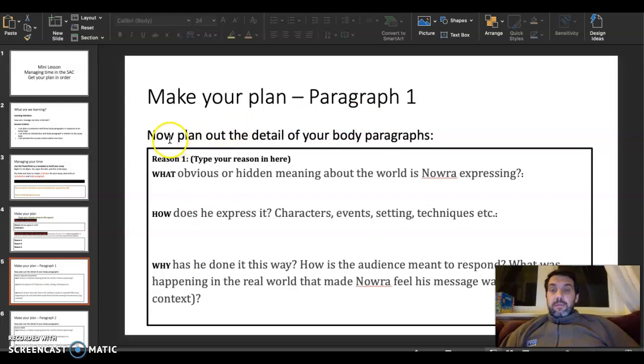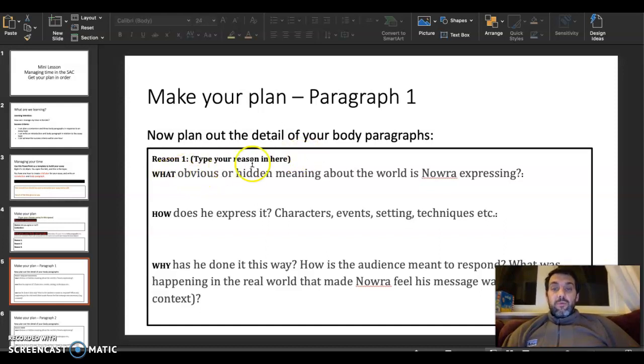Now, the detail of your body paragraphs. Again in here, type in reason number 1. You're building your paragraph. We're looking at this in terms of the what, how, why. We did another way in a couple of classes before that. You can build a paragraph a number of different ways. This is, I think, an easier way of doing it. So let's look at this one. You have your reason here.